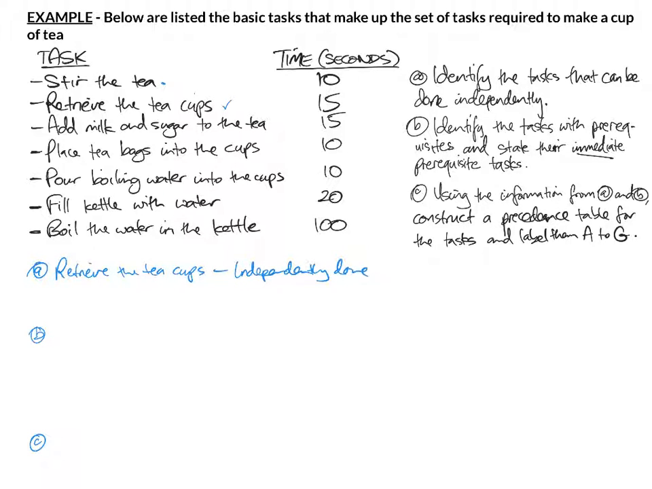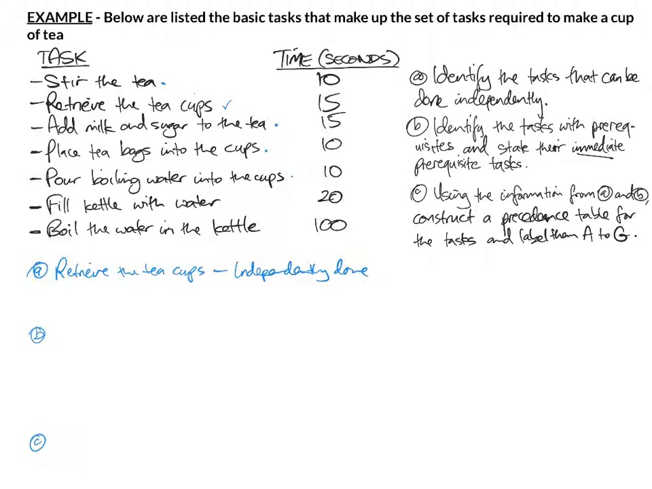Alright, so have a think about the following ones. Add milk and sugar to the tea. Well, that depends on the tea being in the cups in the first place. Place the tea bags into the cups. That can't be done independently because that requires me to have retrieved the cups in the first place. Pour boiling water into the cups. Well, that depends on me having boiled the water. Put the water in the kettle first, boil it, and have the cups in the first place, so that's not independent.